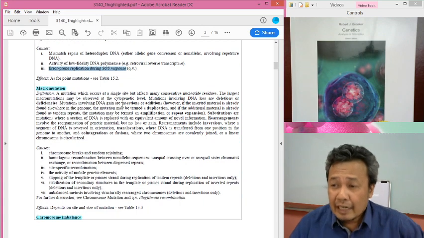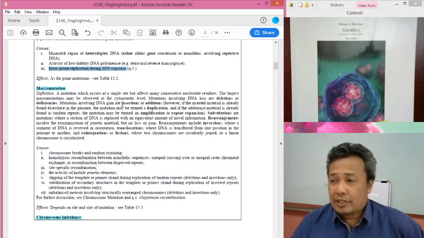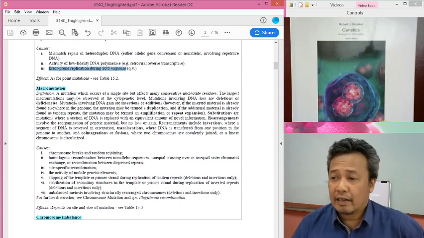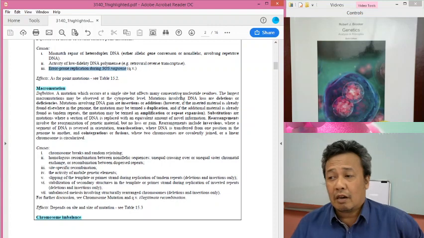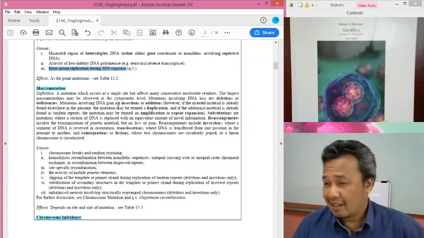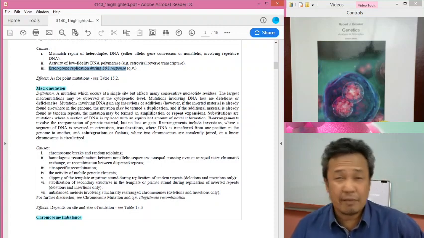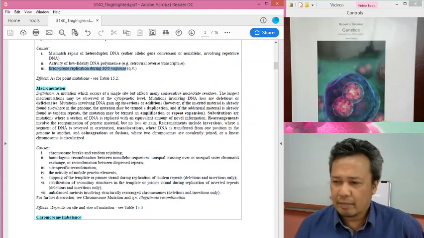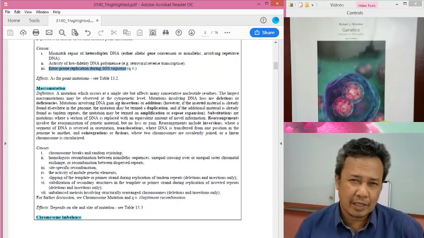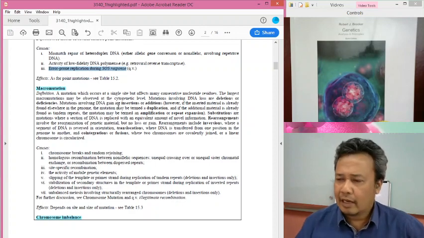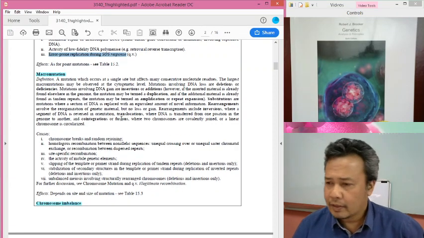And then macro mutations. They affect a single site but affect many consecutive nucleotide residues. It involves deletions and additions and amplification. So a lot of the text is self-explanatory. My only worry is that you come across some terms that you're not familiar with. Again, let me know if you have any problems.